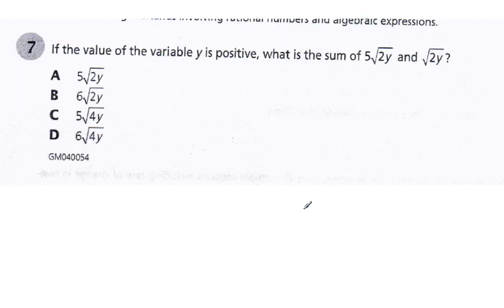So far, so good. Alright, so this one some people are asking about because they're like, oh, we never did this. Well, this one is more just a thinking question. You got to think, what does this really mean? So we have 5 times this quantity, and this quantity. We're adding them. So we're saying, what's 5 times the square root of 2y plus the square root of 2y?